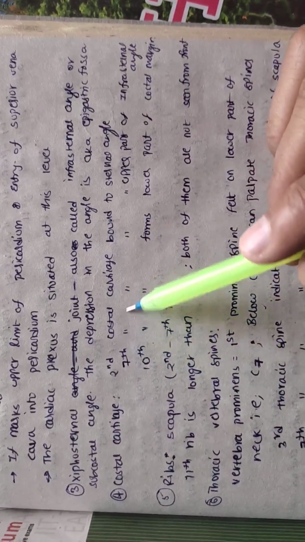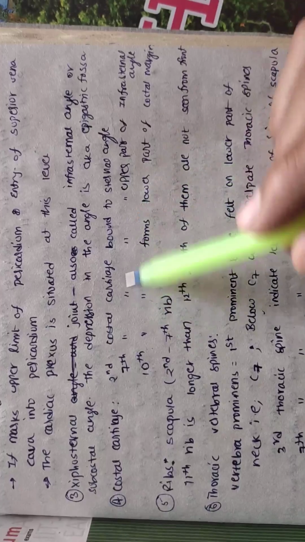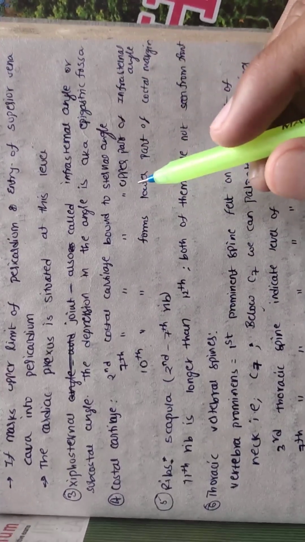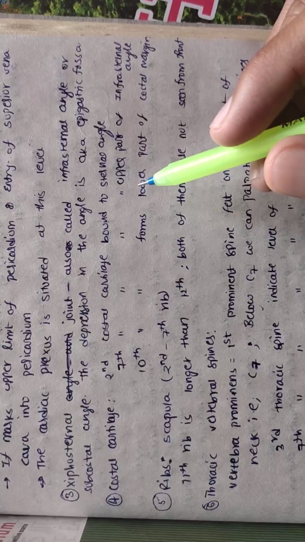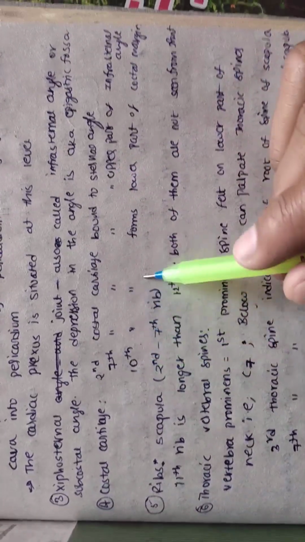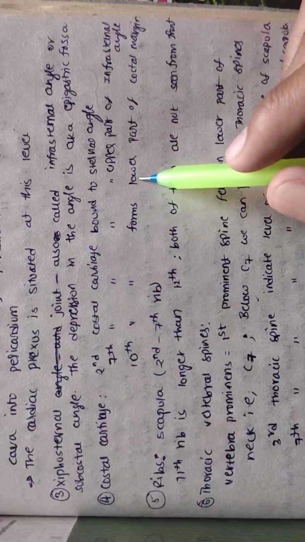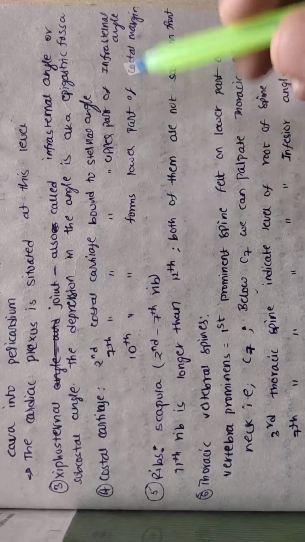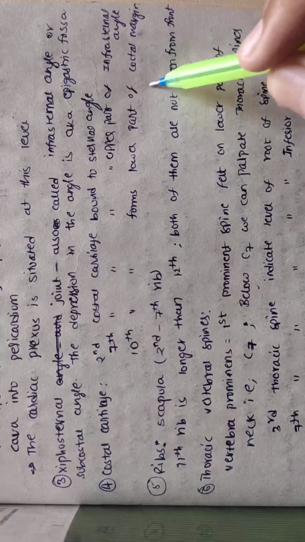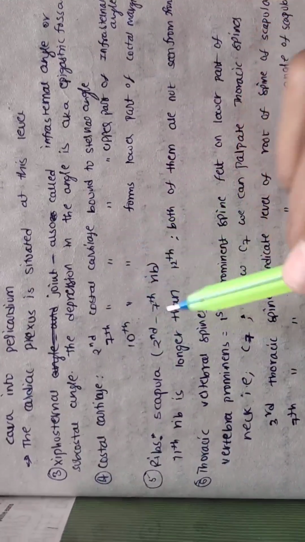Now 7th costal cartilage is bound to the upper part of the infrasternal angle, means it is at the junction of the xiphosternal joint. Okay, it is at the xiphosternal joint. Now 10th costal cartilage forms the lower part of the costal margin, means you can see in this way there will be a costal margin. Now the lower border is formed by this 10th costal cartilage.